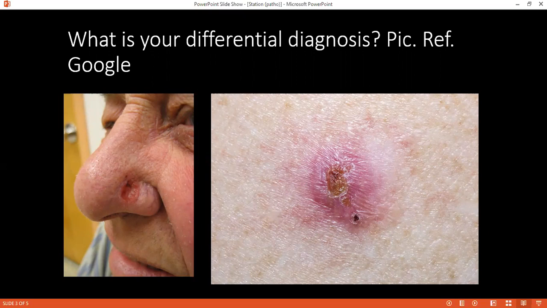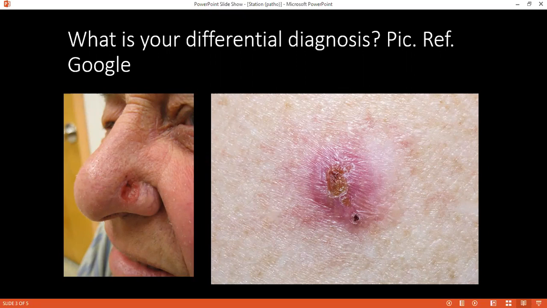Yes. So as regards this image, I see a papule with central ulceration, with rolled-in or inverted edges, with redness at the periphery. So my top differential diagnosis is basal cell carcinoma. Very good. What other conditions would you consider?